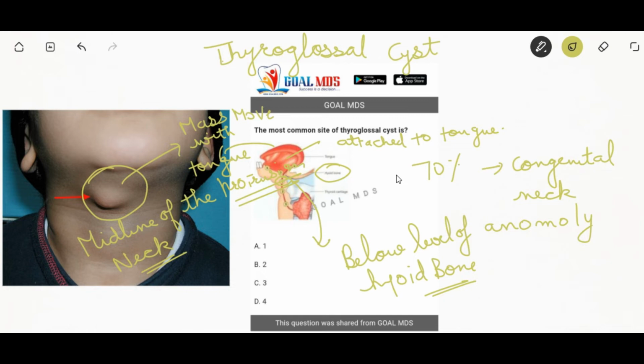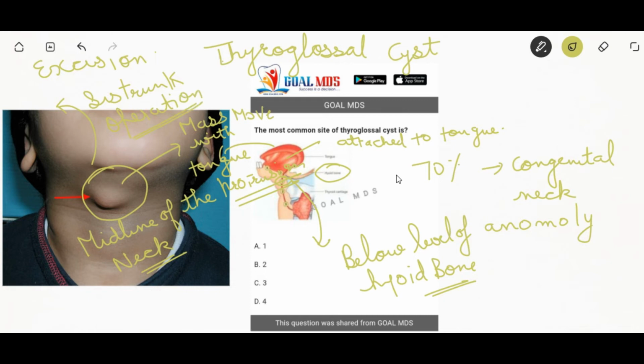So what is the treatment? The treatment is the surgical procedure to excise the thyroglossal cyst. The operation is known as the Sistrunk procedure and it is performed under general anesthesia. So what you do is you make a small incision over the cyst. The cyst and the entire tract are removed, as well as the midline portion of the hyoid bone.